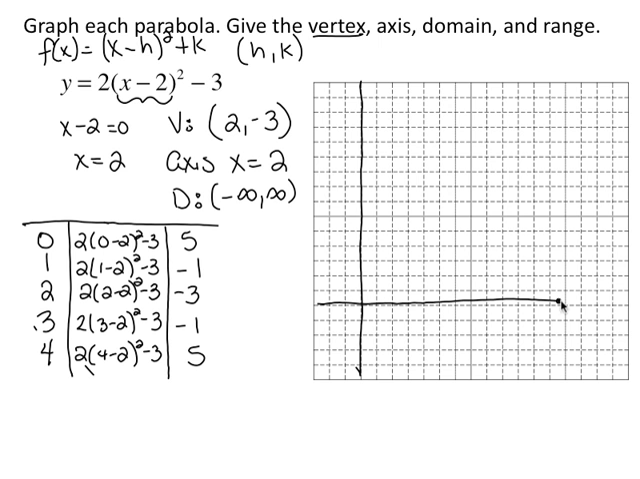So let me draw my axes. This is my x-axis, this is my y-axis. So I'm at 0, 5. So 0, 1, 2, 3, 4, 5. And then 1, negative 1. So 1, negative 1. 2, negative 3. So 2, negative 1, negative 2, negative 3. And then 3, negative 1. So 1, 2, 3, negative 1. And then 4, 5. So 1, 2, 3, 4, and 1, 2, 3, 4, 5. And I connect my dots.